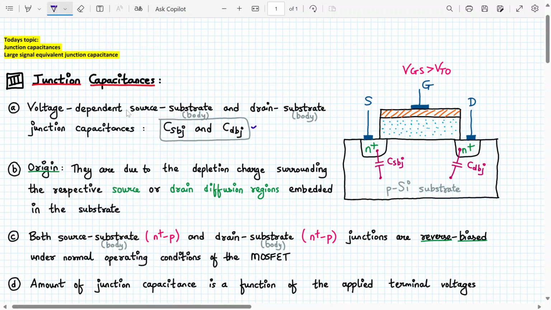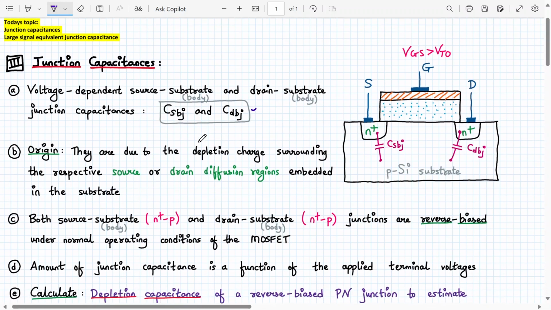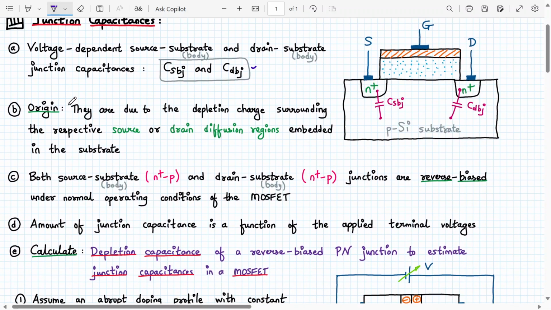Okay, yeah. So junction capacitances: first our focus is on deriving the expression for the voltage dependence. All four which we have discussed are voltage dependent. These are the source to substrate and drain to substrate junction capacitances. Alright, so what is the origin? They are due to the depletion charge surrounding the respective source and drain diffusion regions.